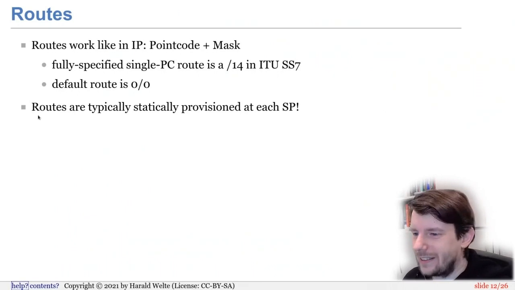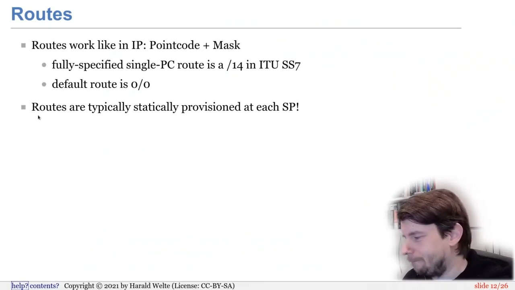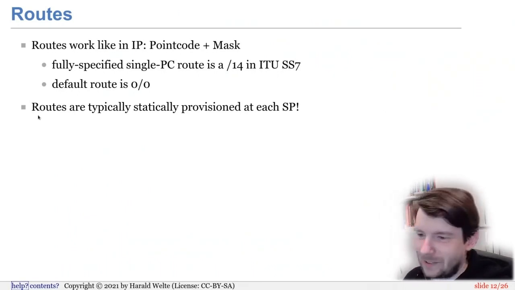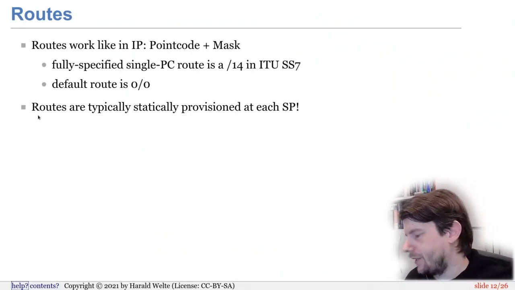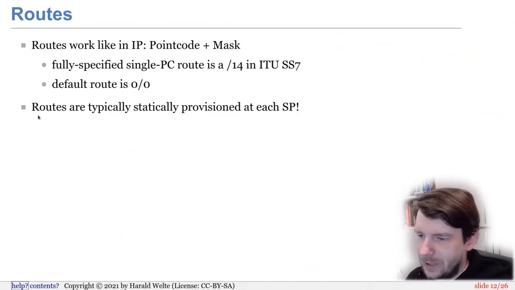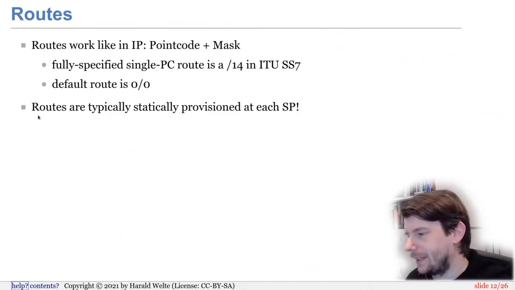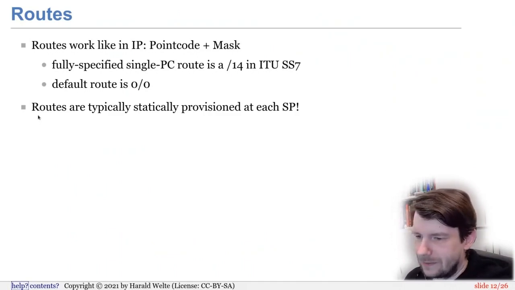So there's no BGP or no OSPF or anything like that in SS7, at least not traditionally and not typically, even though there are, of course, mechanisms how to indicate that a certain point code is reachable or has become unreachable. There's no real dynamic routing or something like that.